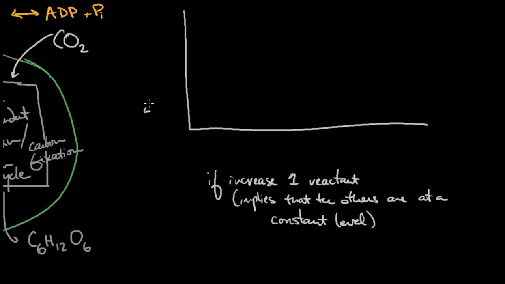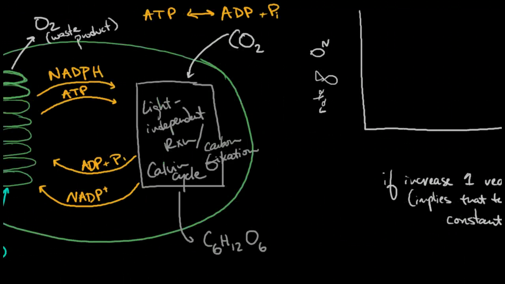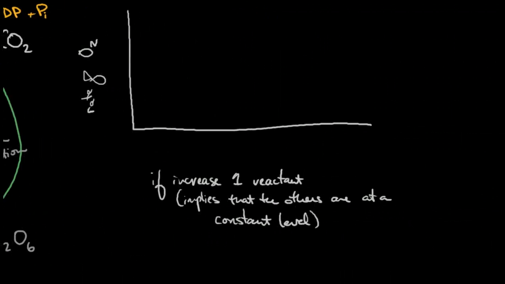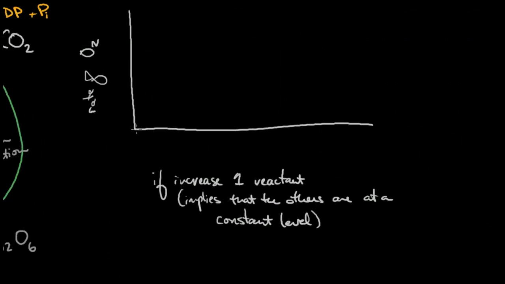If this is the rate of, let's say we're measuring photosynthesis by oxygen gas, the amount of oxygen that comes off. But remember, that's a byproduct, it's a waste product. But let's say that's how we're measuring it. We would see a curve that looks like this. It levels off because no matter how much of this extra one reactant we add, we only have a limited amount of the other, and that's the limiting reactant. So that's what we see.